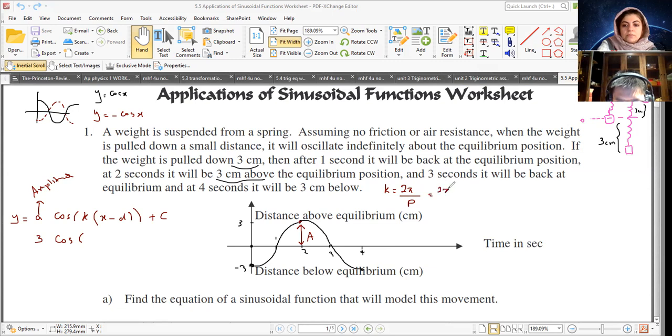2 pi over 4. You simplify, it's going to be pi over 2. This is your k. This is pi over 2.